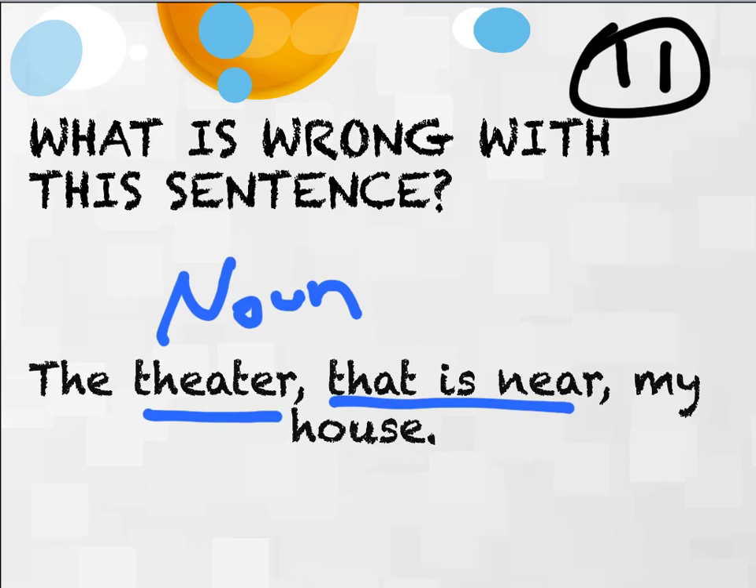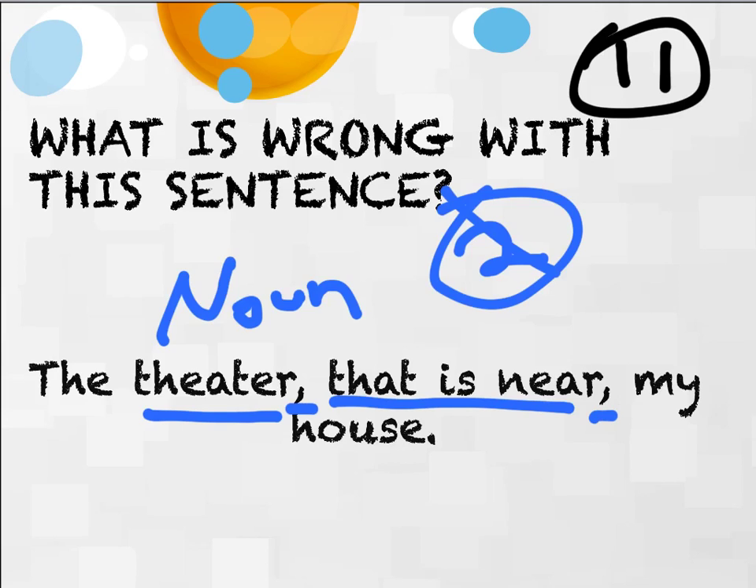The second rule is that it has to describe the noun. The theater that is near, okay, that's a little bit awkward, so it's not really following that second rule. The third rule is it has to be surrounded by commas. Okay, it's surrounded by commas. Now let's check the fourth rule, and I think you're going to see what is wrong with this sentence if you haven't seen it yet.